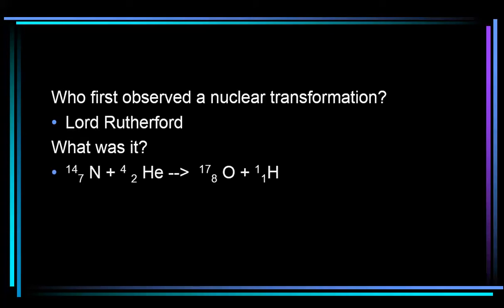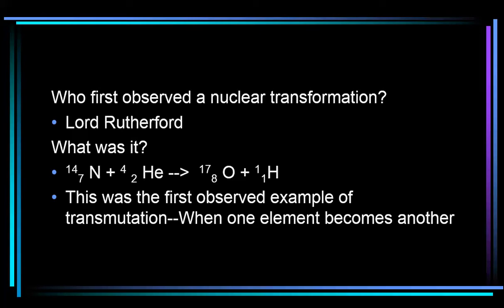What was it? Remember, he played around with alpha rays, and he played around in atmospheres loaded with nitrogen. What he noticed is that ever so often he would detect the presence of radioactive oxygen. What he theorized was that the nitrogen-14 was becoming a new element, which was really cool because that led us to believe that maybe we could make some other types of atoms. This was the first observed example of a transmutation, when one element becomes another.